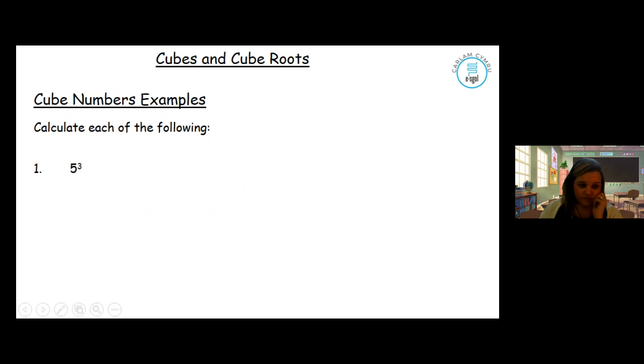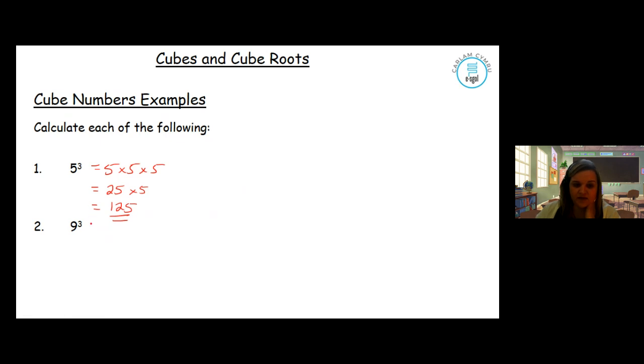Okay, so if I work out 5 cubed, I would be thinking that that means 5 multiplied by 5 multiplied by 5. And giving me an answer of, okay, let's do this in stages. So 5 multiplied by 5 is 25, and I've still got the multiplying by 5 to do that I haven't done yet. So 25 multiplied by 5 gives me 125, and that would be my answer for 5 cubed.